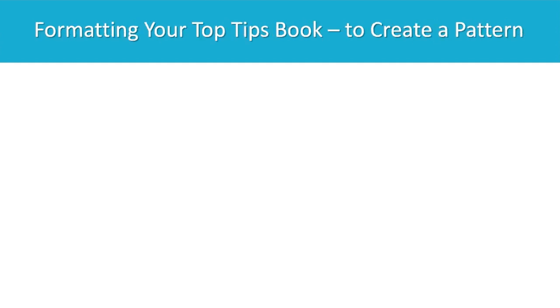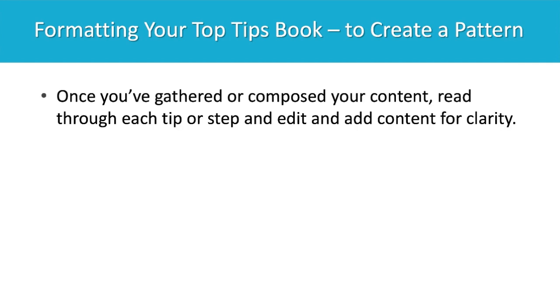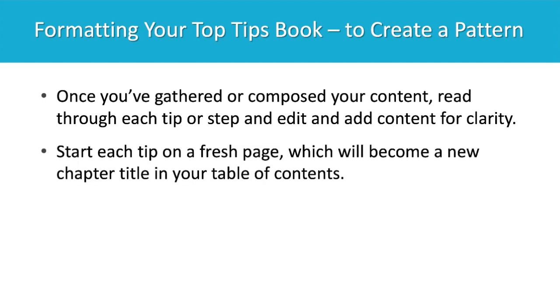One of the things that you want to do in a top tips book is to create a pattern so that your readers come to know what to expect. So here's an example. Once you've gathered or composed your content, read through each tip or step and edit and add content for clarity. Then what you can do to create that pattern is begin each chapter, quote unquote, each tip, each step with a few sentences or a brief paragraph from you introducing the new step or tip and tying it into the overall topic area.